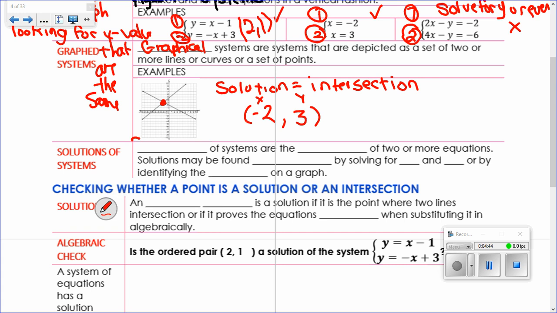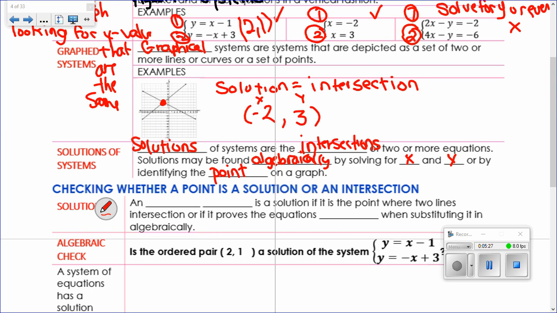Now, solutions of systems are the intersections of 2 or more equations. They are the intersections of 2 or more equations. Solutions may be found algebraically by solving for x and y, or by identifying the points on a graph.